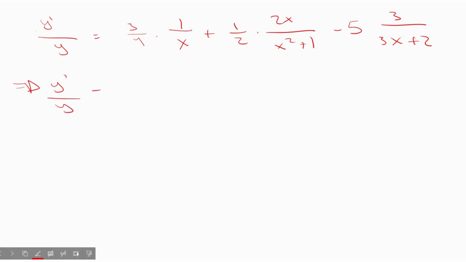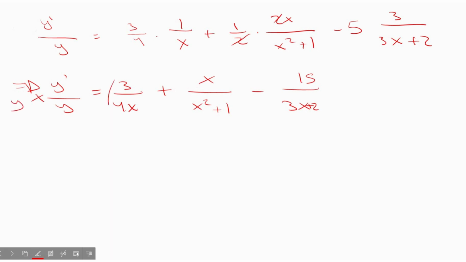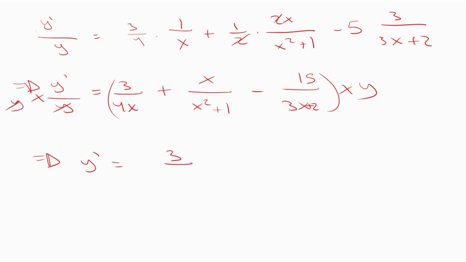Y prime over y will be 3 over 4x plus this can be cancelled with this, and this will be x over x squared plus 1 minus 15 over 3x plus 2. Now to solve for y prime, we might multiply both sides by y, and this is what we will get. So this will be cancelled with this, and then y prime is going to be 3 over 4x plus x over x squared plus 1 minus 15 over 3x plus 2, all multiplied by y.